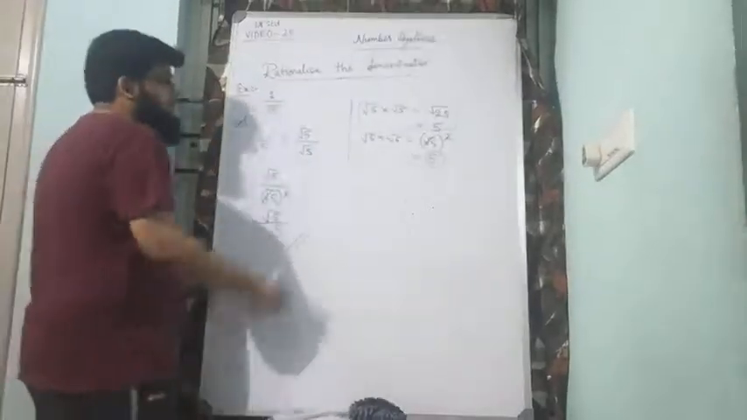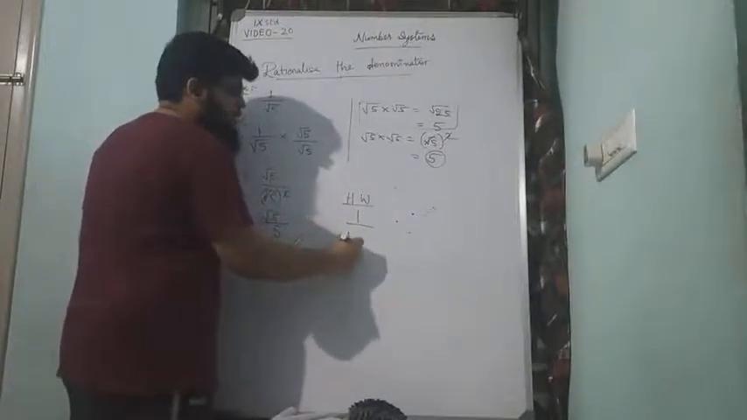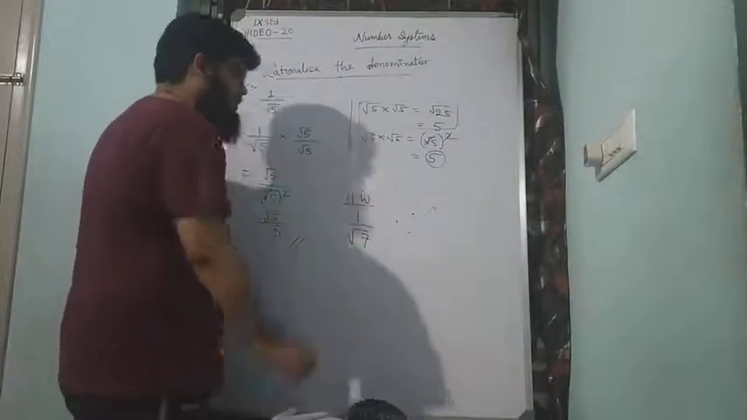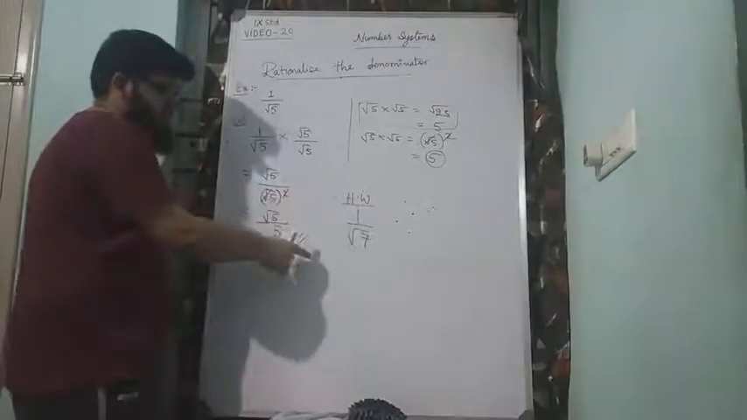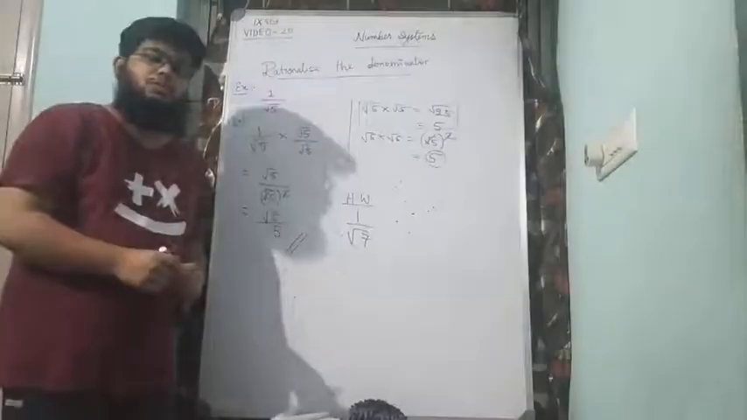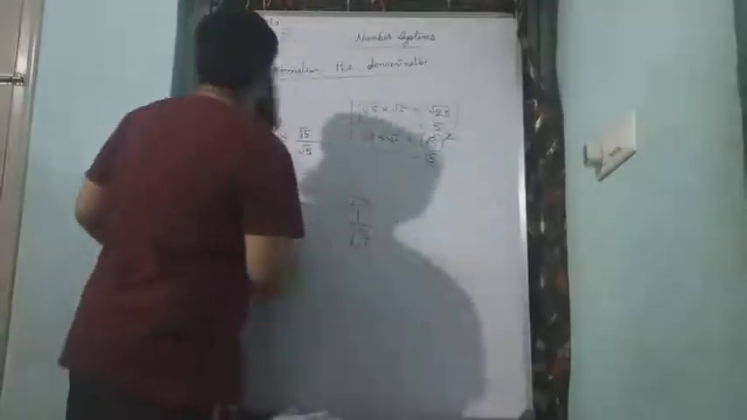Okay. So based on the same, please try one question as homework. 1 by root 7. Try to rationalize. The heading is rationalizing the denominator. Try to rationalize this question and tell me what answer you will get. We'll move on in the same topic to a little higher level question.